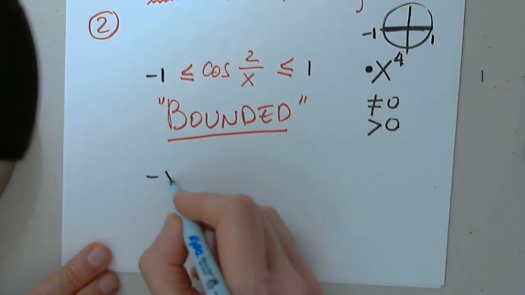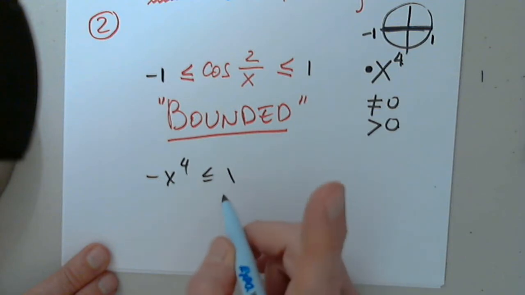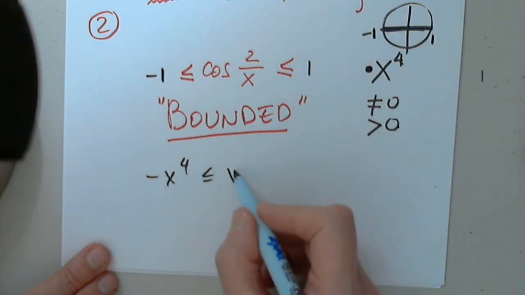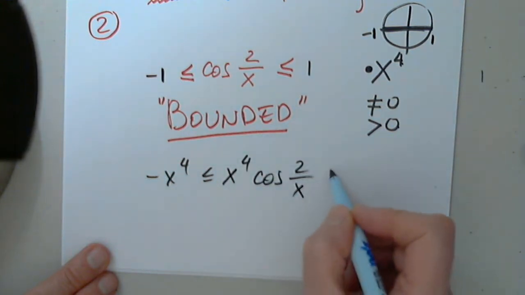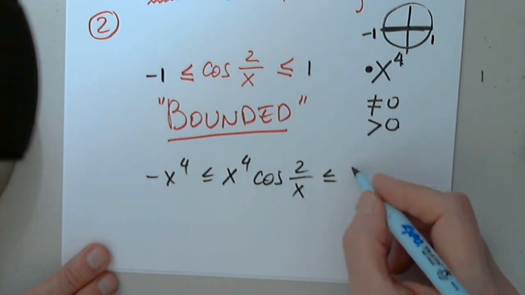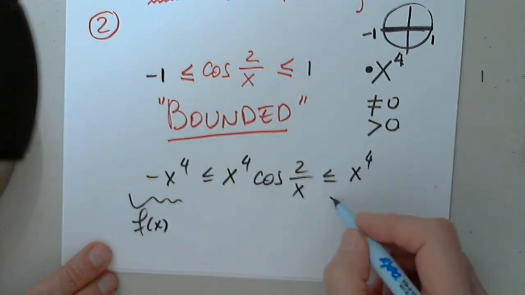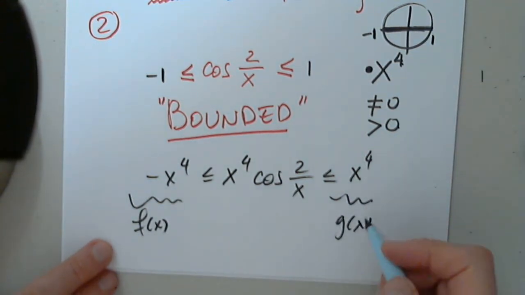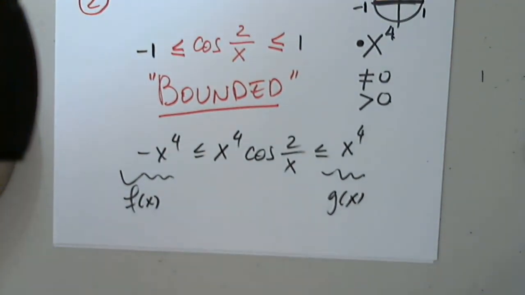Negative x to the 4th. Cosine 2 over x. Wait, no. How do you multiply? Would it be x to the 4th, parenthesis, cosine 2 over x? Good. Then x to the 4th. That's it. So I found my f of x, and I found my g of x, which means that the first hypothesis is fulfilled. I found 2 functions that squeeze the function of interest.